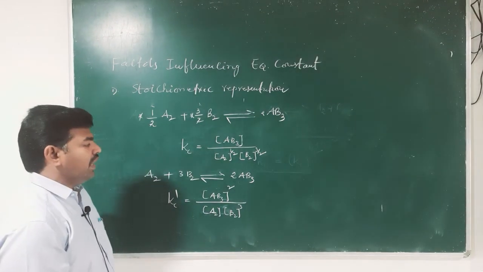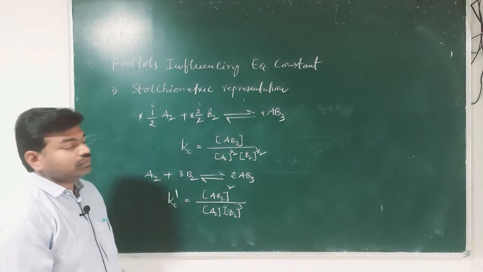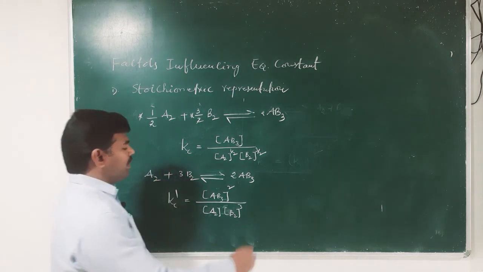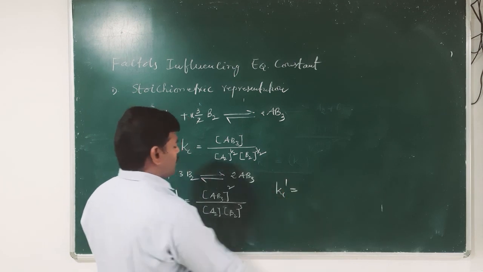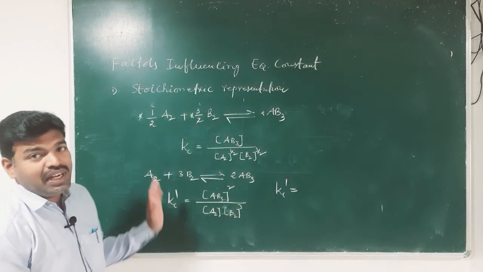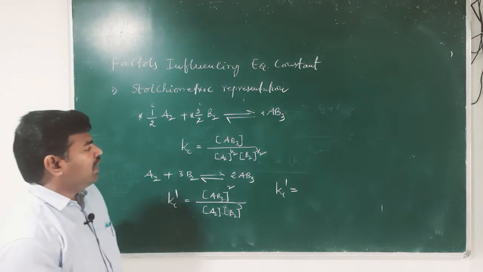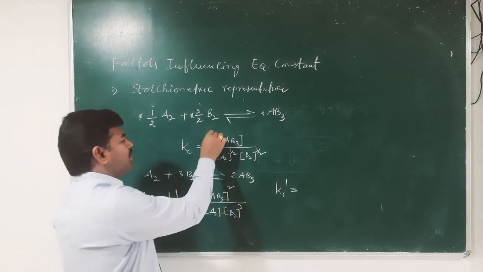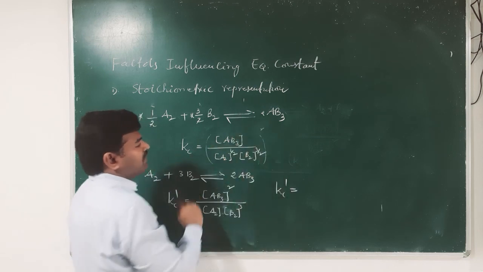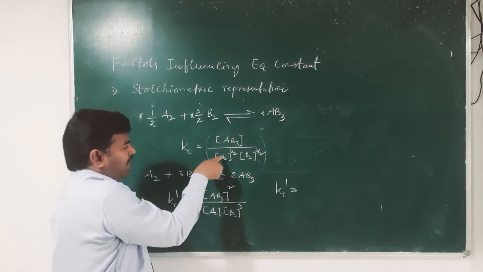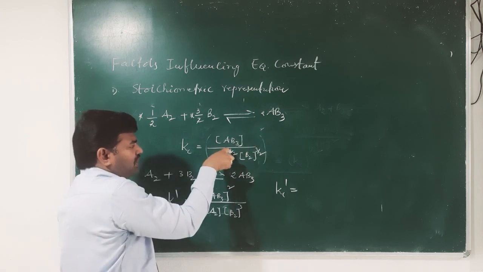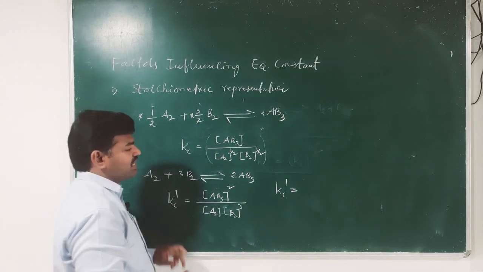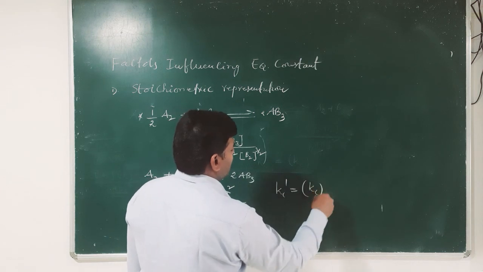And when we multiplied the equation with a factor 2, then the new equilibrium constant Kc dash is equal to, when we multiply this equilibrium constant with 2, that is the AB3 square, and when we apply the square, this 2 cancels and this 2 cancels, that becomes Kc dash. So, Kc dash is equal to Kc power n.